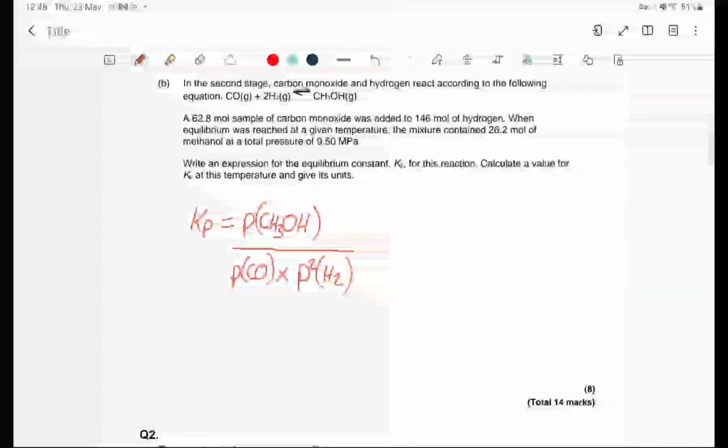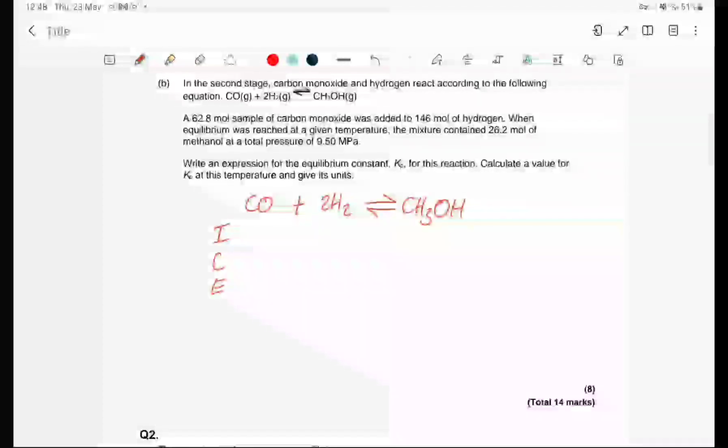So to do this, you're going to start by writing an ICE table and putting in the values that you know that you have been given in the question. So you've been given 62.8 moles of carbon monoxide, and 146 moles of hydrogen. The product, of course, is going to be 0. People always kind of forget to write that in, but actually it's worth putting it in, makes your life a little bit easier.